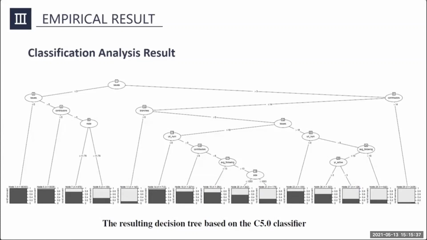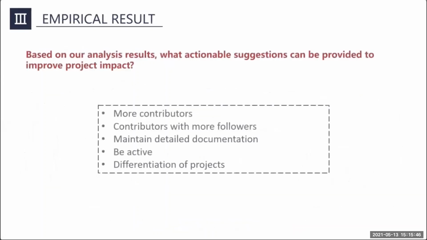So these are the main results that we observed from the decision trees. Based on the empirical results, there are some more details about the analysis results, such as the feature importance ranking based on the random forest model, as well as the C5.0 model. For interested readers, please refer to the details in our paper.